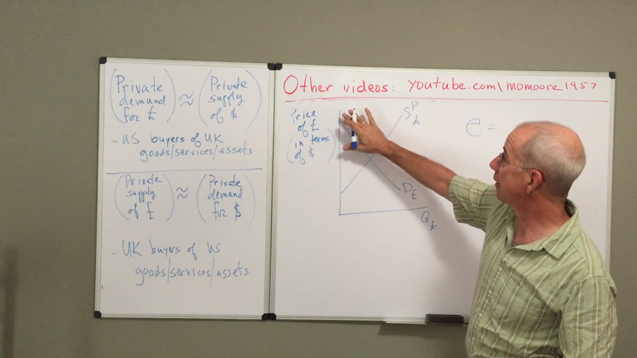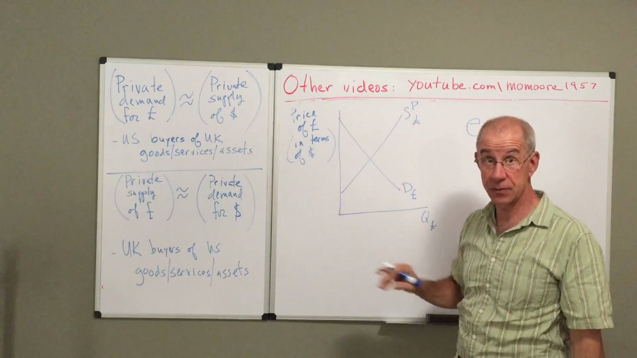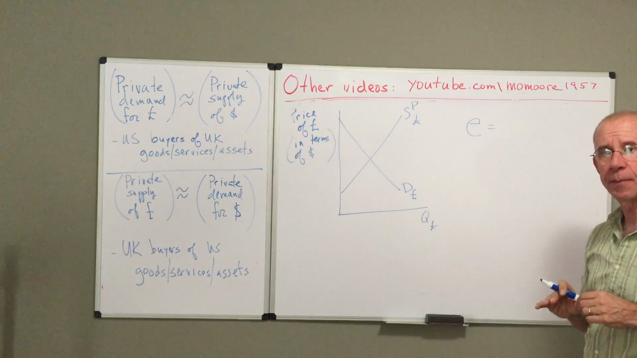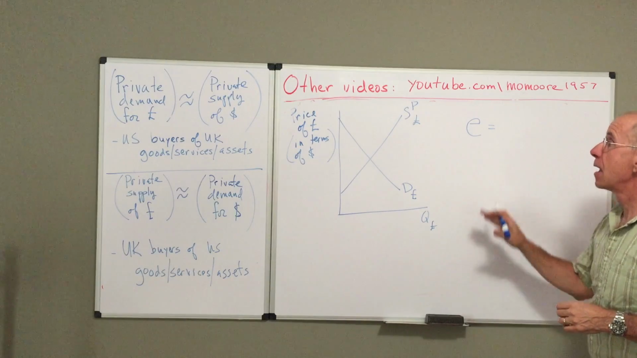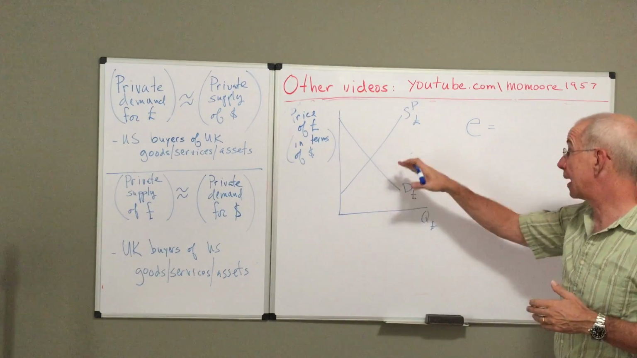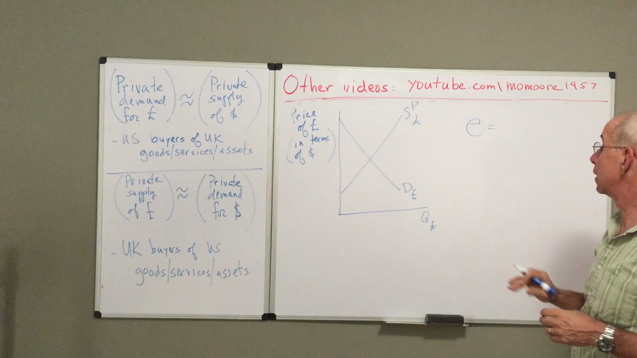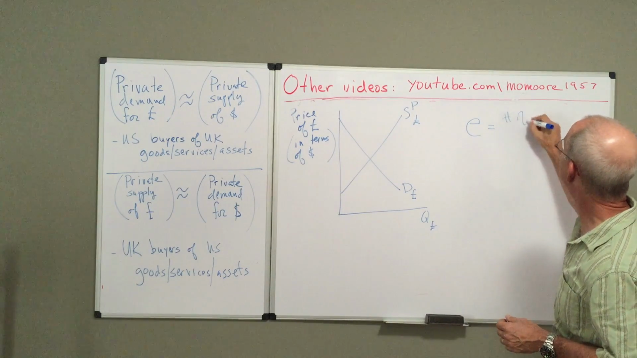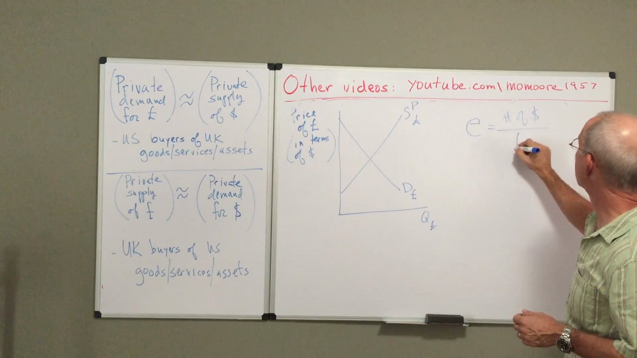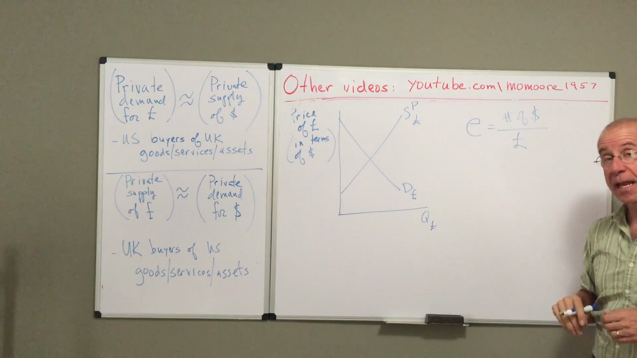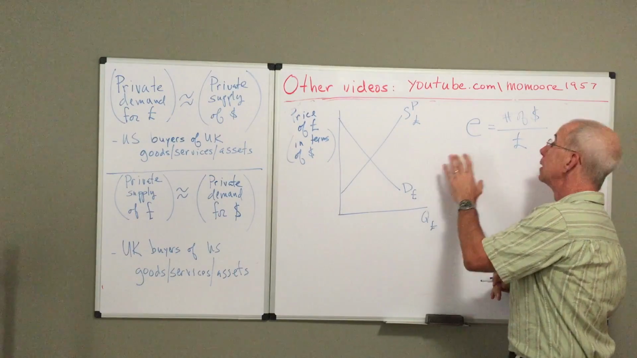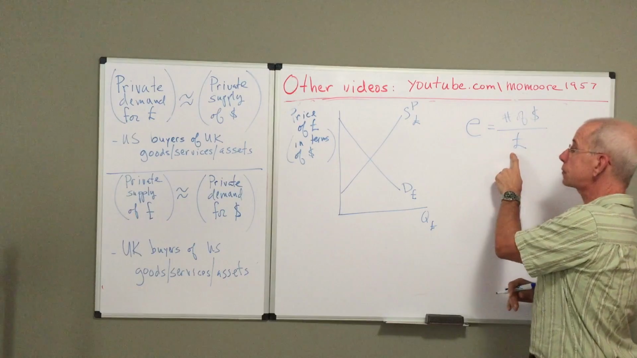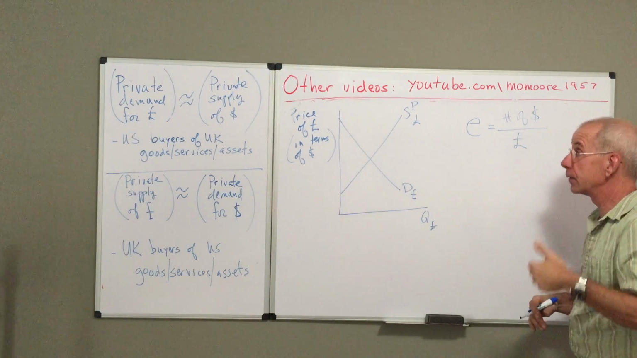In an earlier video, we talked about the price of pounds sort of generically on this axis, but let's talk a little bit more about what we mean by that. This price of pounds that we're talking about with the supply and demand on this graph is the number of dollars it takes to buy 1 pound. It's going to be dollars divided by pounds. It's how many dollars it takes to buy 1 pound.